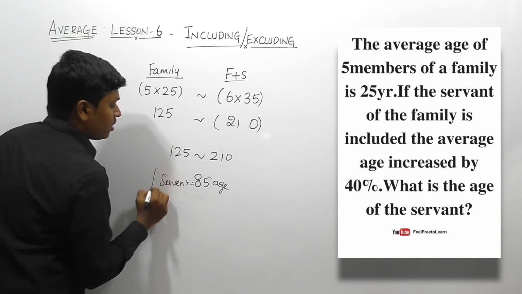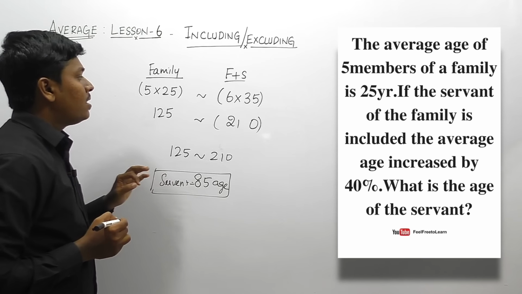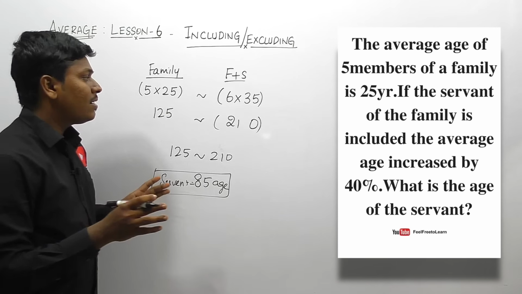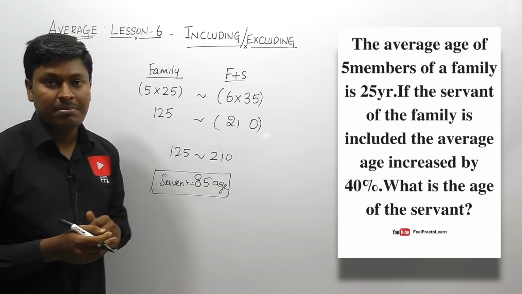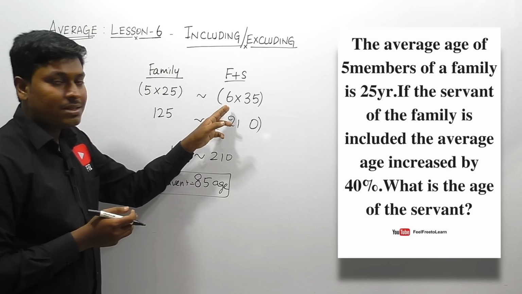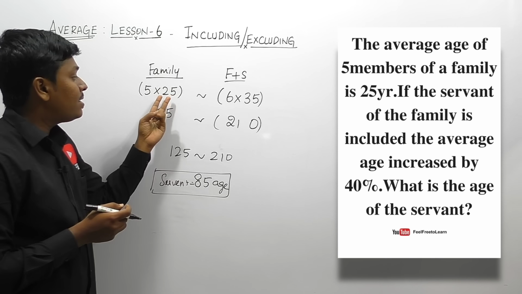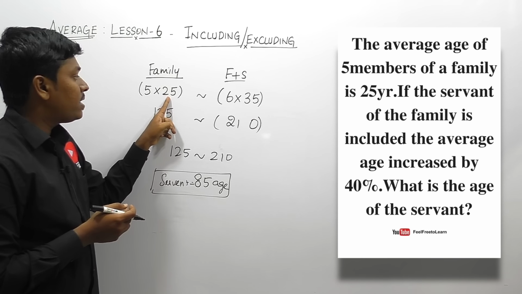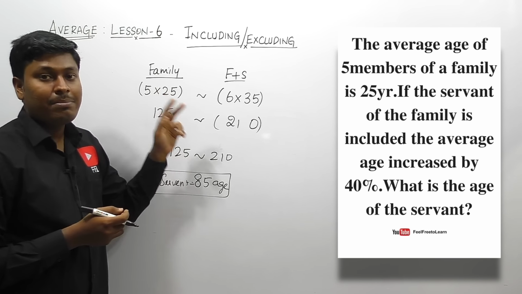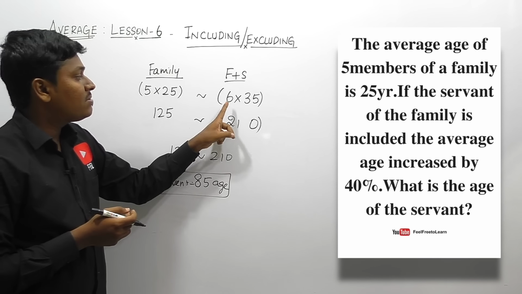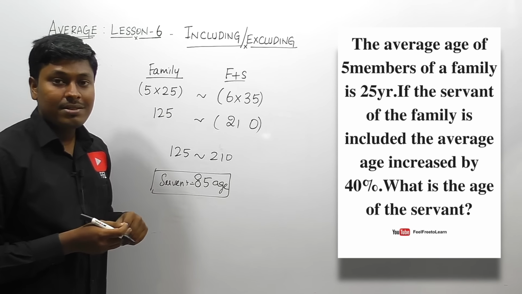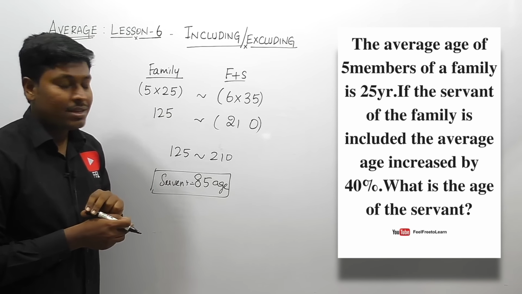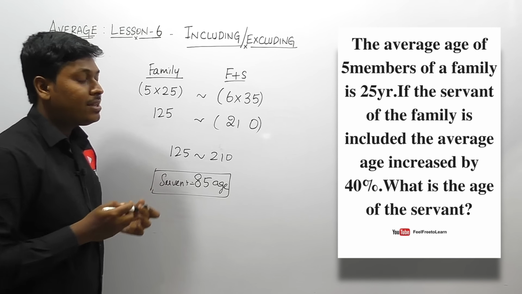So friends, it is the most important concept, so try to understand the concept, right? Why do we use 6 here, why do we use 35 here, these are the things. If you practice a lot, then solving all the questions will be so simple, right? Already there are 5 members, 1 servant is included, now 6 members. The average age of the family is 25, 40% is increased. 40% of 25 will be 10, so 25 plus 10 will be 35. So the new average is 35 for 6 members. But our target is to find the age of the servant. So when we find the difference, the result is 85, the age of the servant.